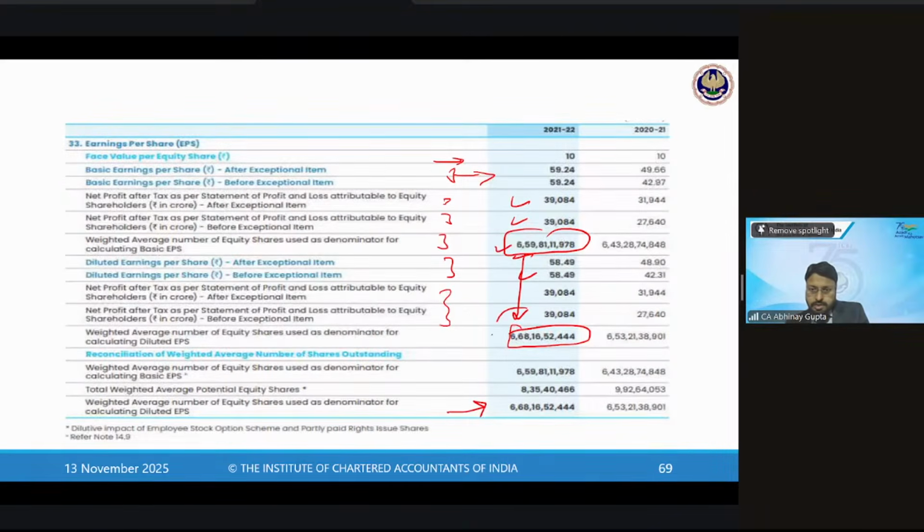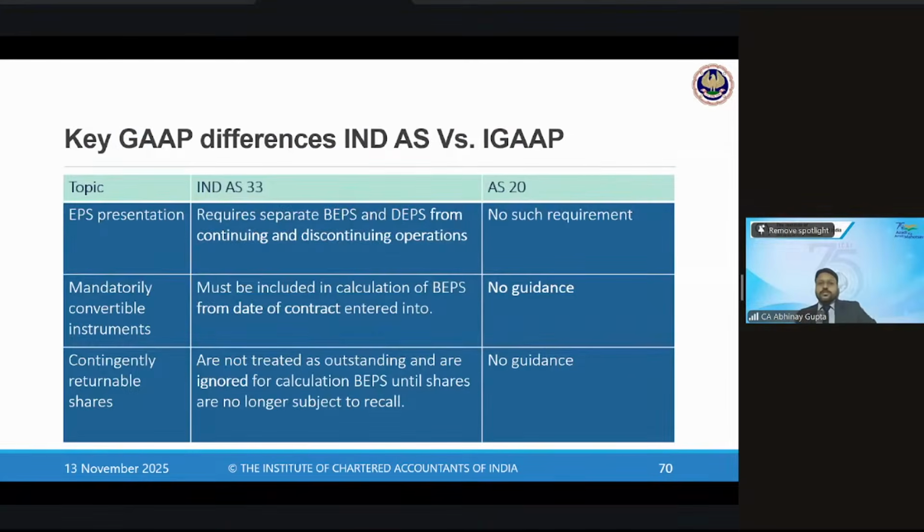So this reconciliation is basically presented here, right? So 659 is used in basic, 835 is the additional, and 668 is the denominator for diluted, right? So this is how I'm going to present. So that was the disclosure. The only disclosures are basic earning per share, diluted earning per share, the reconciliation of the numerator and the denominator, and the list of anti-dilutive instruments, instruments which are anti-dilutive today but may turn dilutive tomorrow, right? So these are all disclosures.